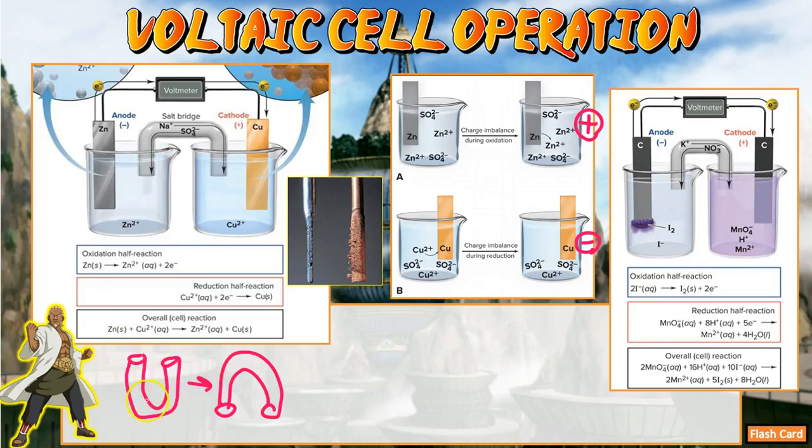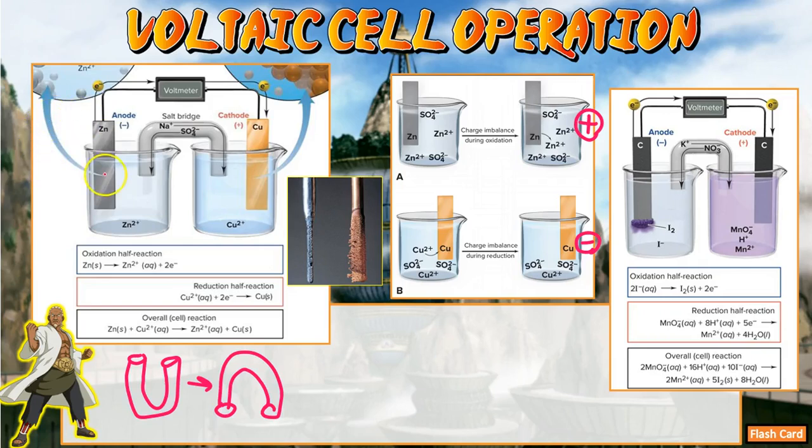And a salt bridge contains an inverted U-tube. So here's what a U-tube looks like. And if we invert it, it's upside down, exactly as what you see here as a salt bridge. And this inverted U-tube is going to contain non-reacting cations and anions dissolved in a gel. So for this overall voltaic cell, the non-reacting cations and anions are Na+ and SO4 2-.